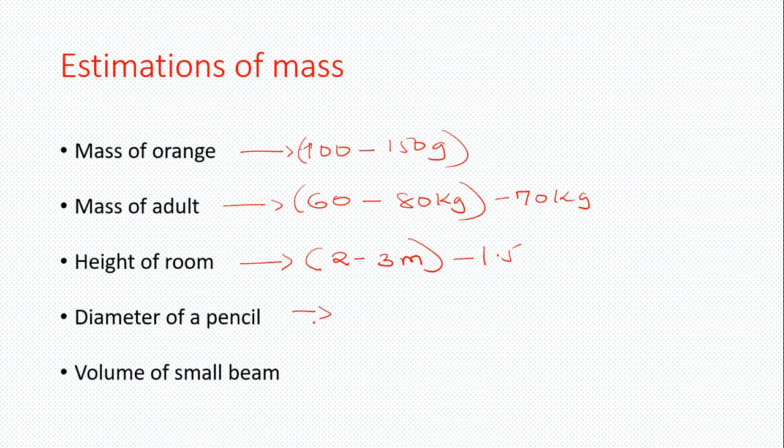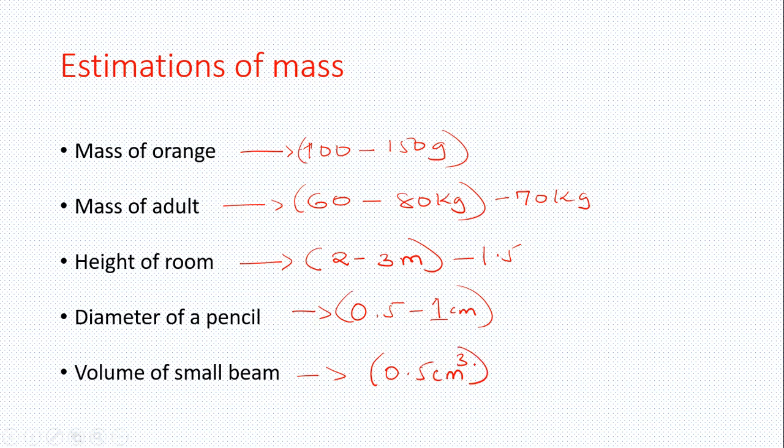What about the diameter of a pencil? Because sometimes you can be asked to estimate the diameter of a pencil. Now, the diameter of a pencil is between 0.5 to 1 centimeters. Look, anybody picking any value between 0.5 to 1, that person is within the required range. Now, let's focus our attention onto the volume of a small bean. What is the volume of a small bean? The volume of a small bean is about 0.5 centimeters cubed.